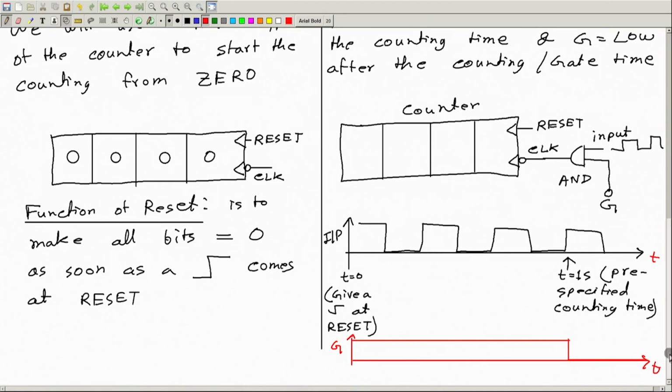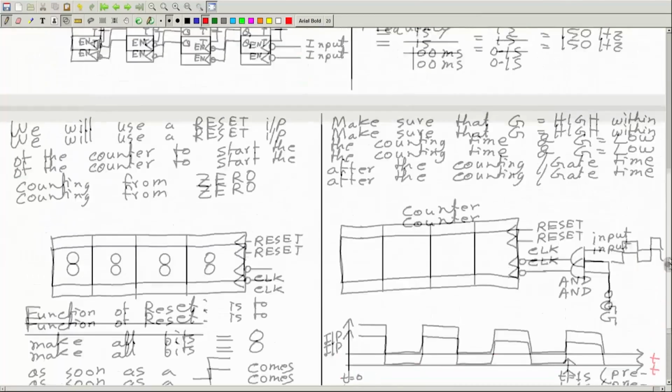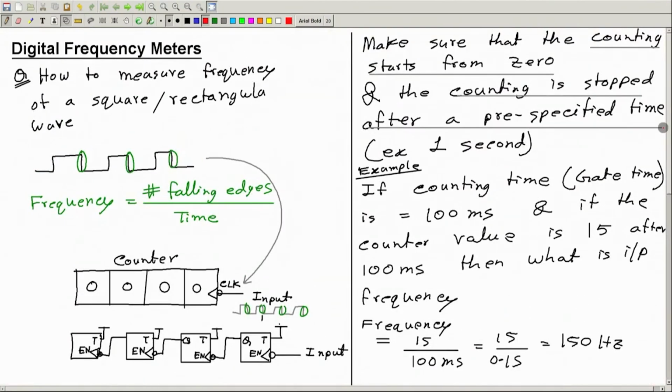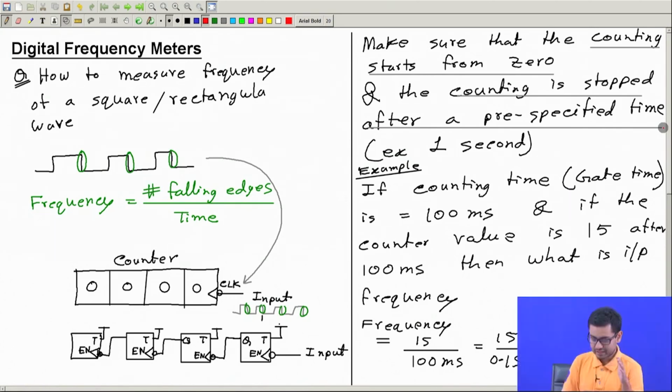So this is the fundamental idea of a frequency meter. If you have understood up to this, that's really great. And in the next class we will talk about more and more details, and see how much we can go on. Thank you.